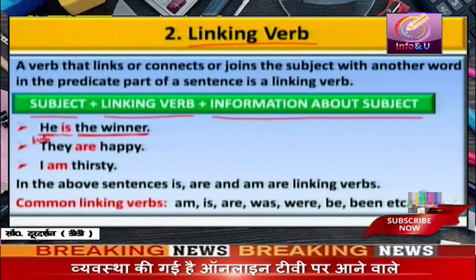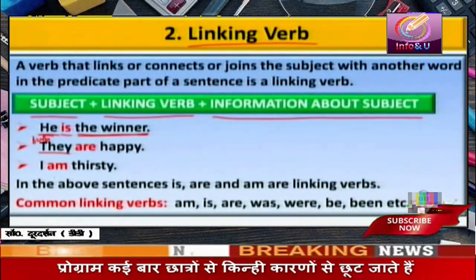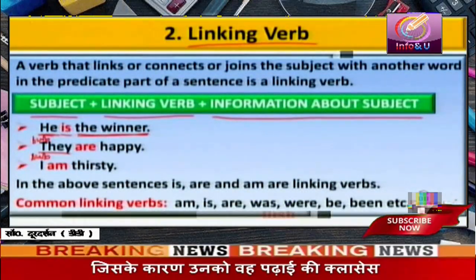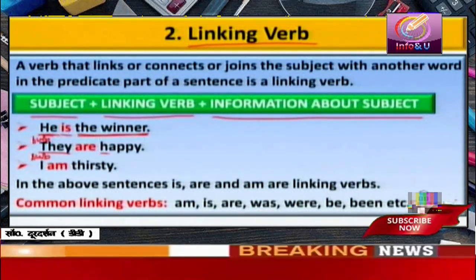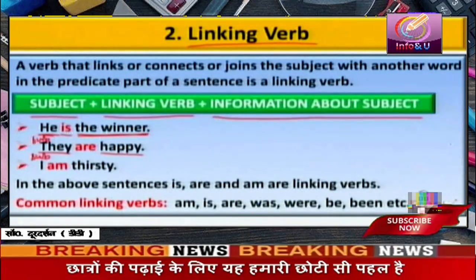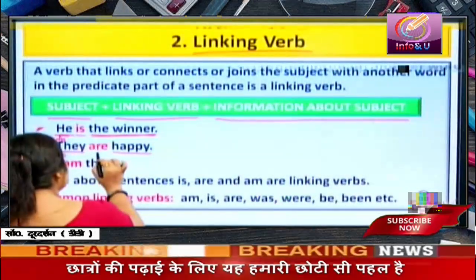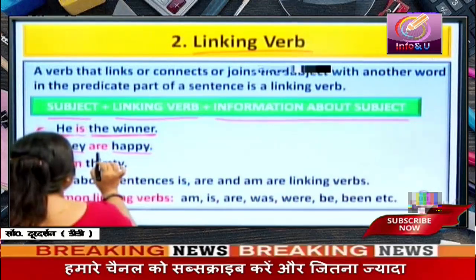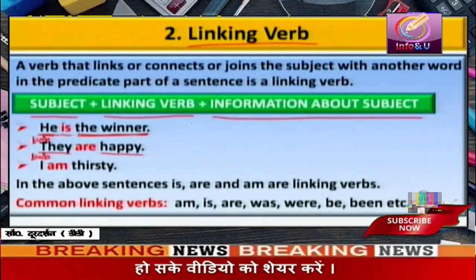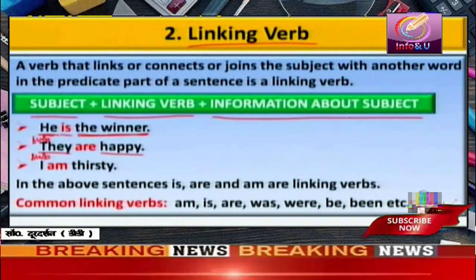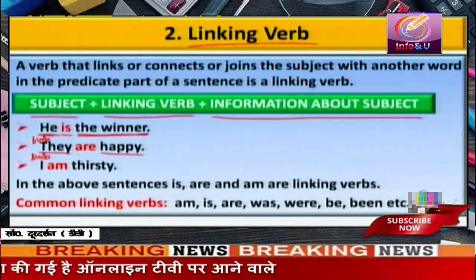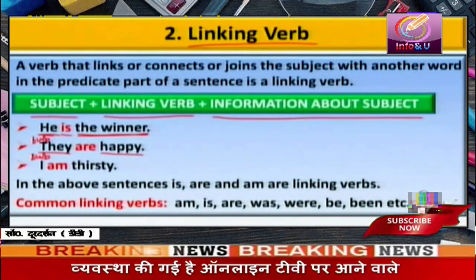Next sentence, they are happy. In this sentence, they is subject, are is verb, and happy is information about the subject, they. And what is are doing in this sentence? Are is joining or connecting two words, they and happy. So, are is linking verb.